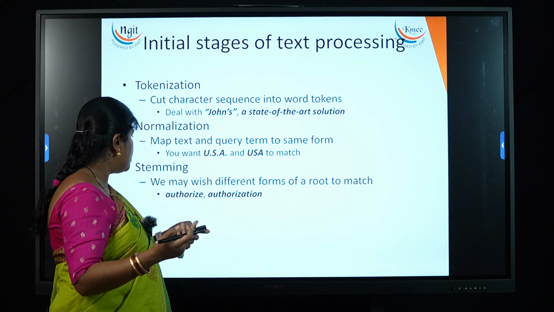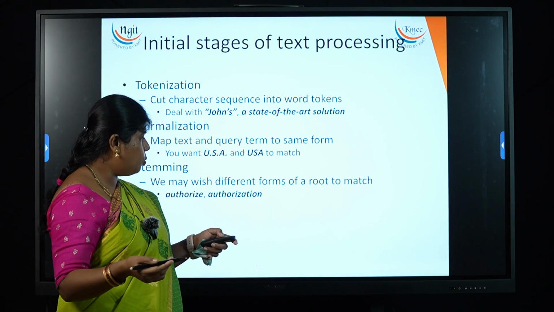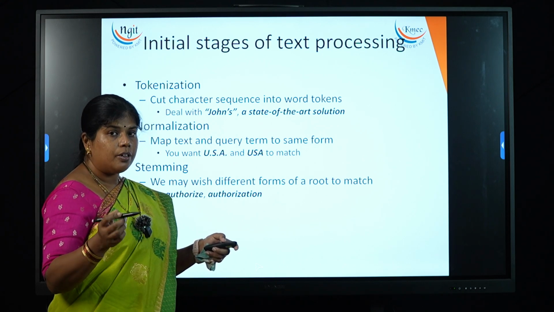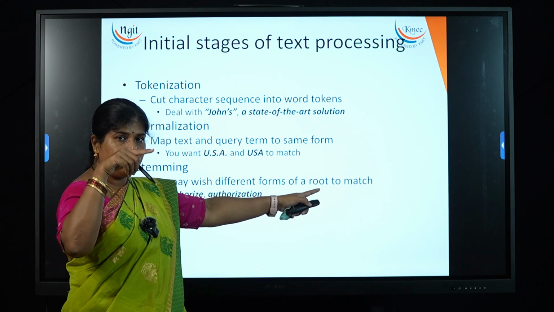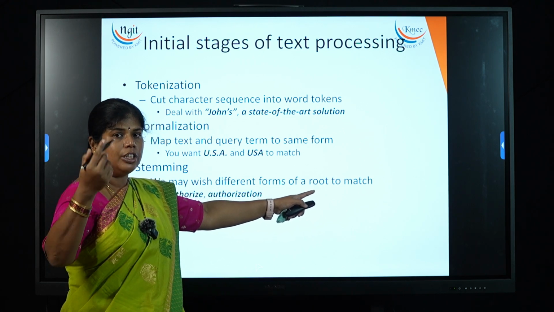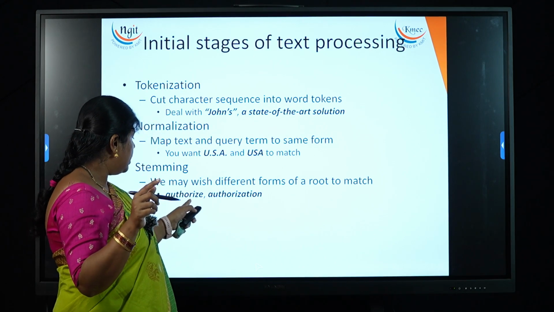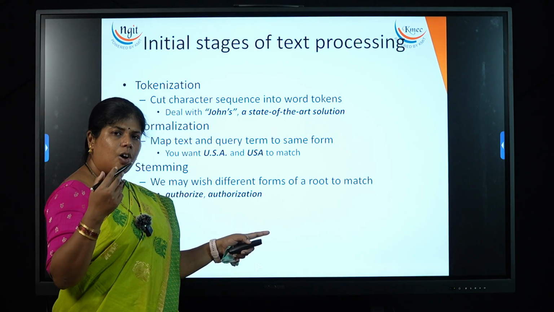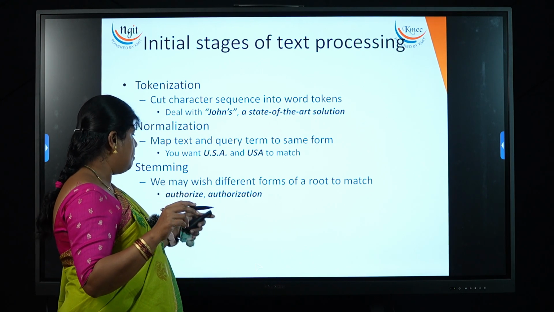Now the next one is what? Stemming. So the different forms of your root you want to match. The term root we have seen in the past tree, when we were developing the parse tree or the dependency tree. So there the term root will come. Now authorize, authorization, all its variations you should remove by the stemming process.